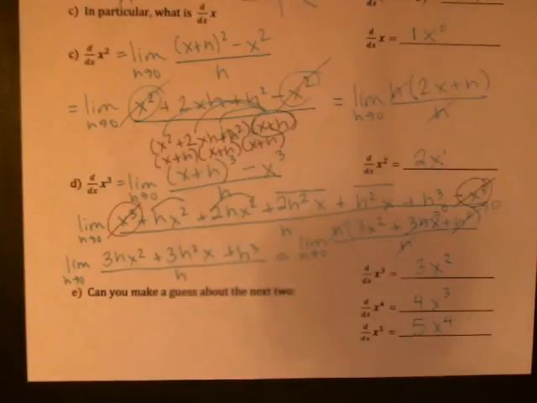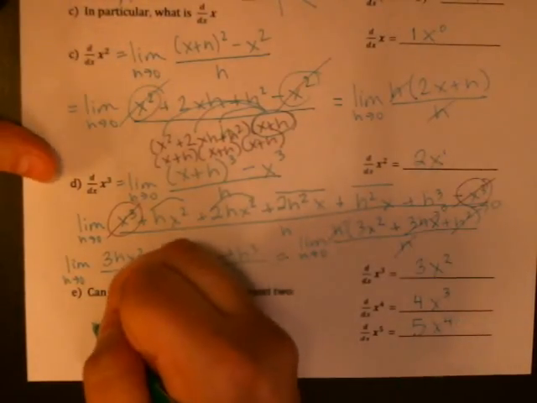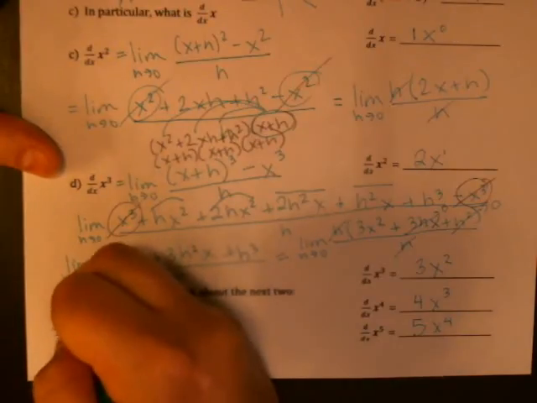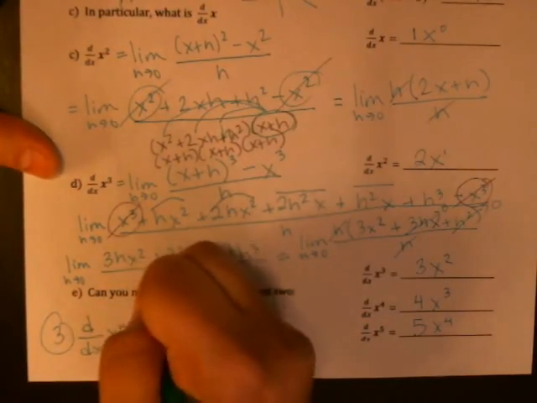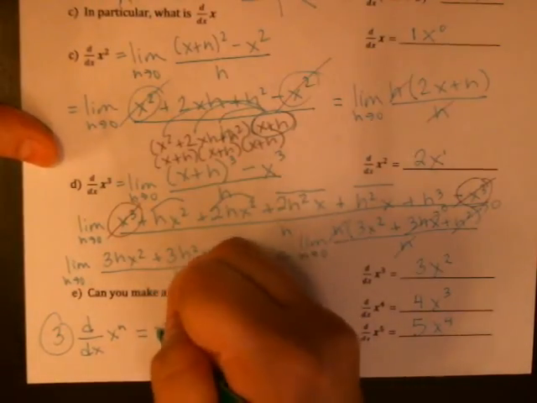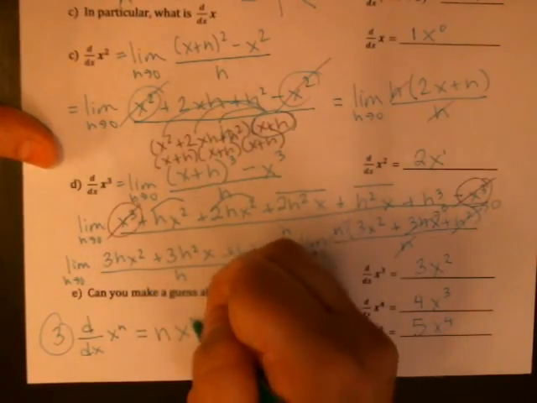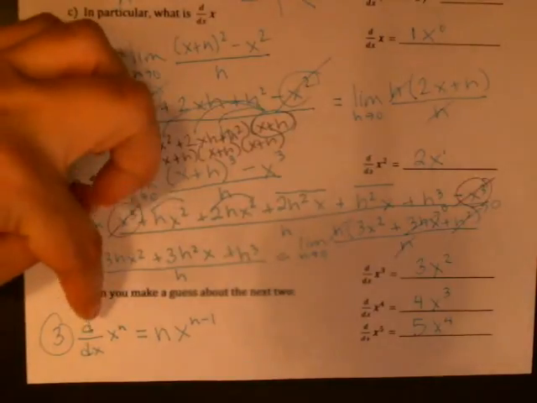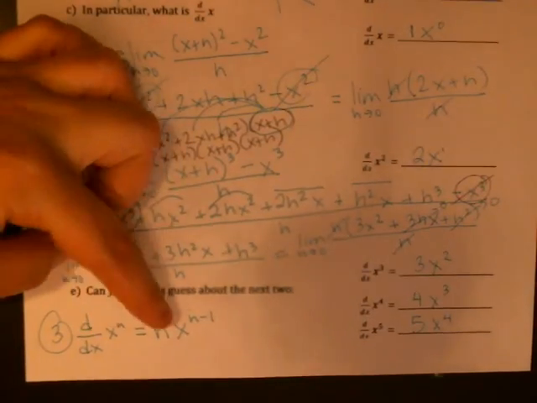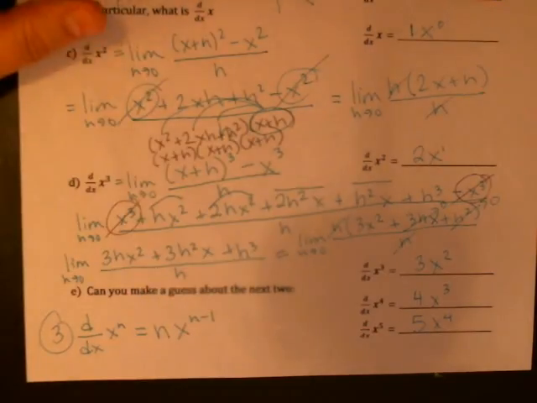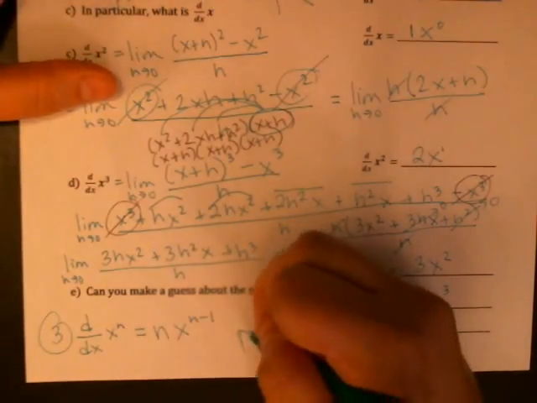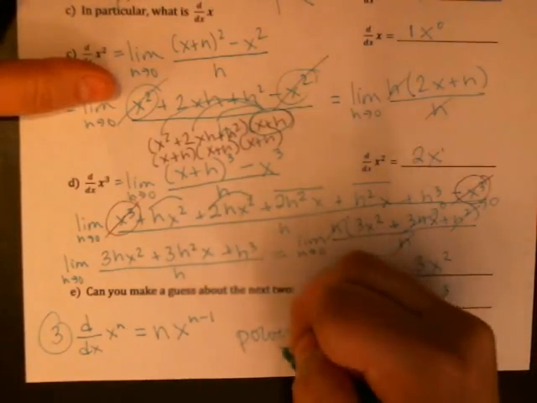If we generalize the pattern we're seeing there, we end up with the power rule, number 3 for us. X to the n is n x to the n minus 1. So whatever the power was ends up out in front, and the new power is 1 less than the old power. So this is the power rule.